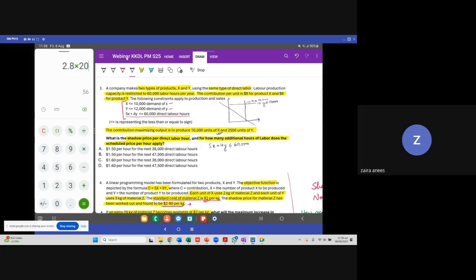That should be X. Why? Because the question is saying that the company has decided to produce 10,000 units of X. That means the line will be somehow the solution will be at some point where X is equal to 10,000. Not like this, it should be like this.